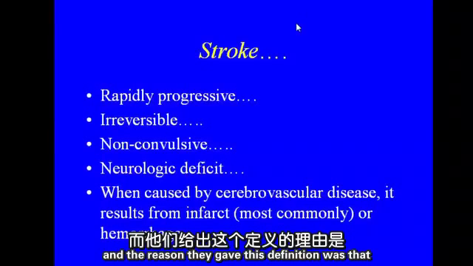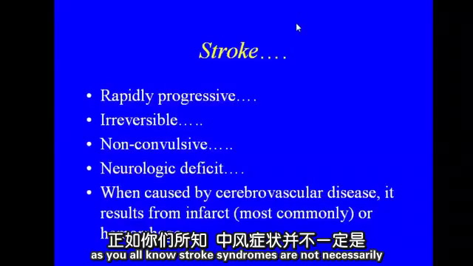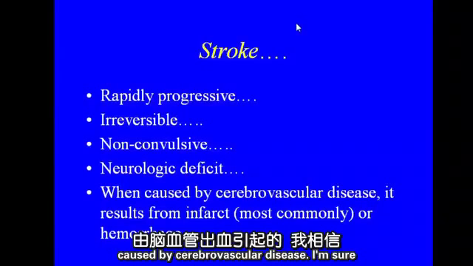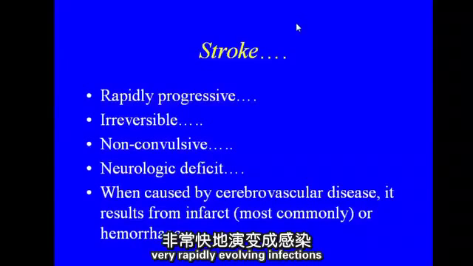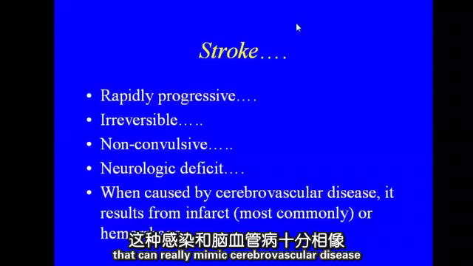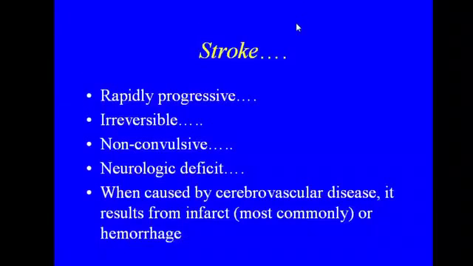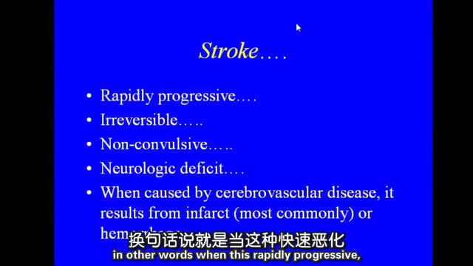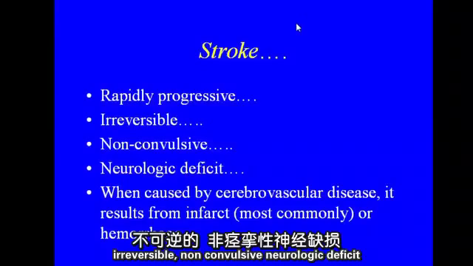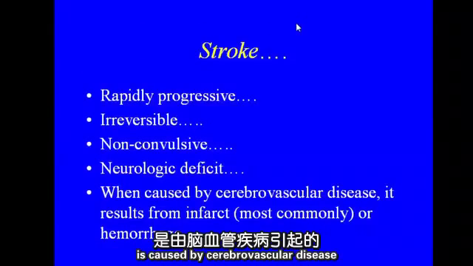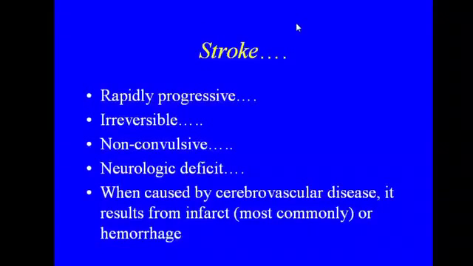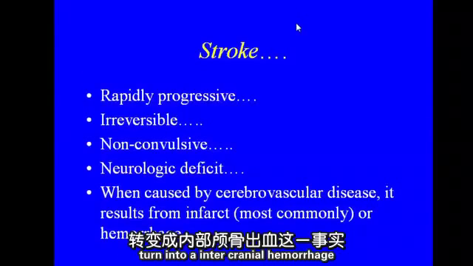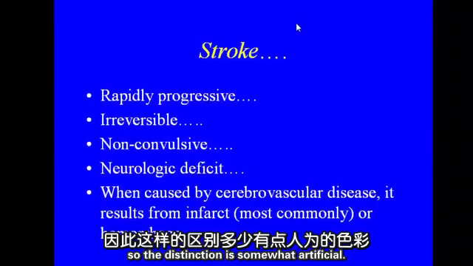And the reason they gave this definition was that, as you all know, stroke syndromes are not necessarily caused by cerebrovascular disease. I'm sure you've all seen very rapidly evolving tumors, hemorrhage into tumors, very rapidly evolving infections that can really mimic cerebrovascular disease. So it was really a clinical definition that when stroke is caused by cerebrovascular disease, in other words, when this rapidly progressive, irreversible, non-convulsive neurologic deficit is caused by cerebrovascular disease, it usually results from an infarct, most commonly, at least in Western populations, or an intracranial hemorrhage, accepting the fact that, of course, a very hemorrhagic infarct can turn into an intraparenchymal hemorrhage, so the distinction is somewhat artificial.